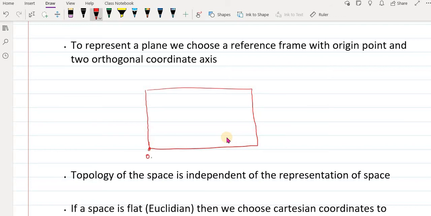Let's say this is 0, 0. And then on this side we have the x-axis, and on the orthogonal side, perpendicular to this, we have the y-axis. So this is how we represent a plane, or any point in a plane, which is R power 2. So this is how we represent the plane.